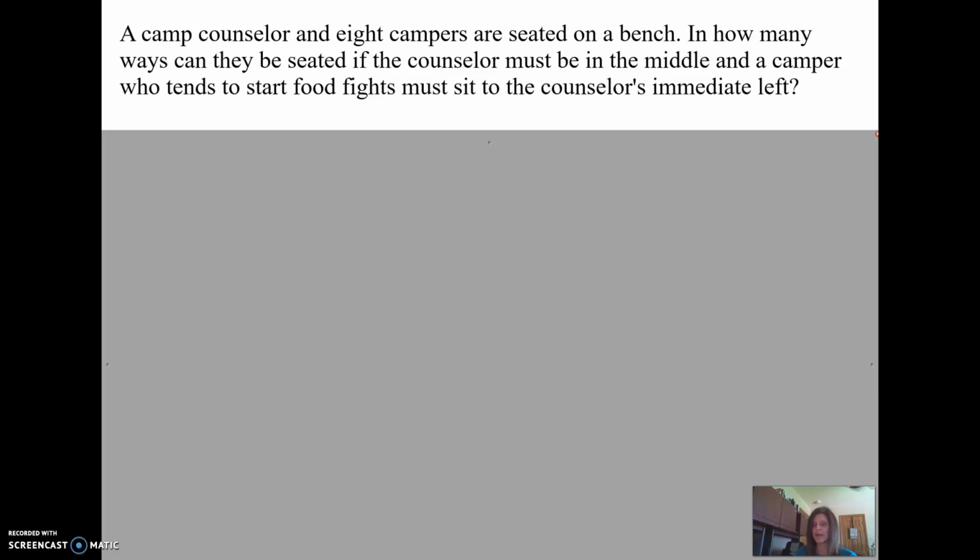Okay, so we have a camp counselor and 8 campers seated on a bench. We want to know in how many ways they can be seated if the counselor must be in the middle, and a camper that starts food fights has to be just to the counselor's immediate left.